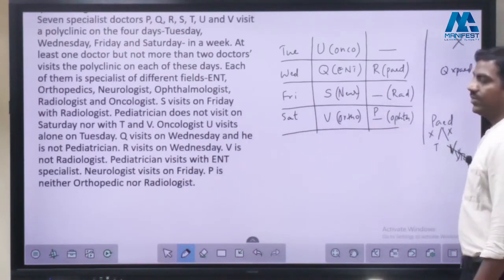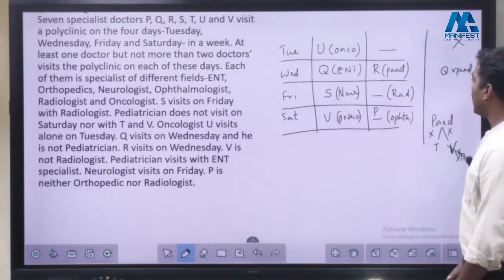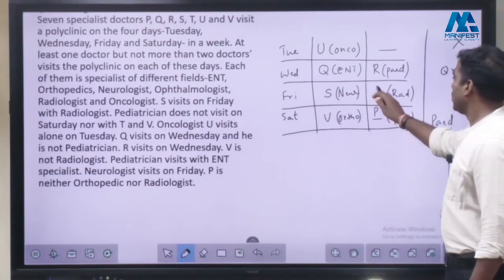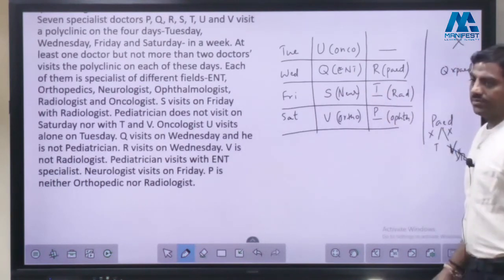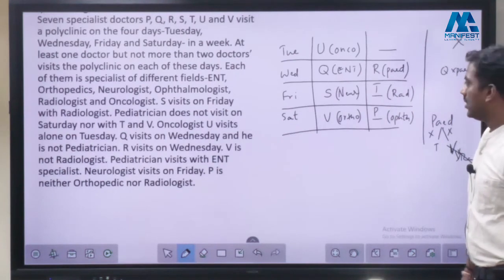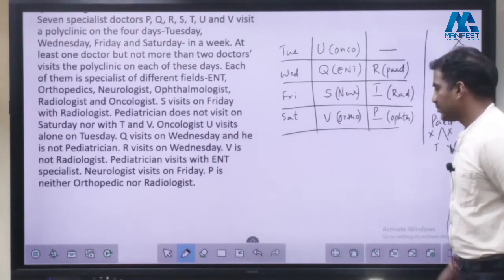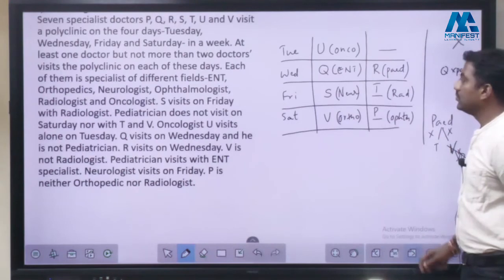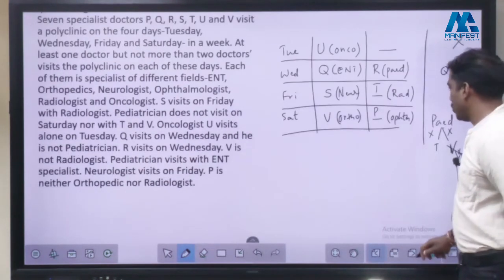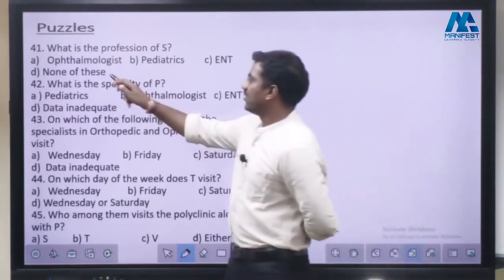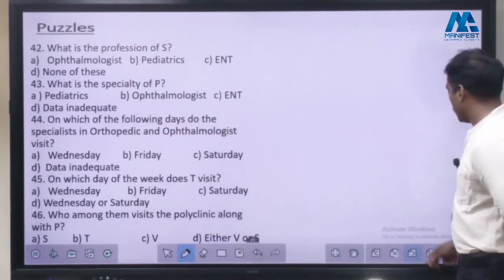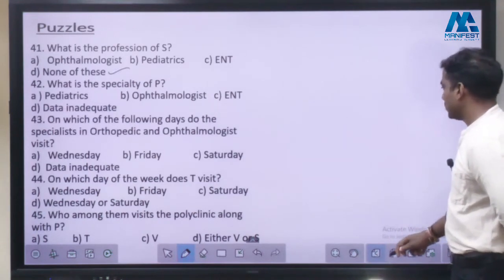Then who is left? Among P, Q, R, S, T, U, V, who is left? T is a radiologist. Yes, done. Now answer the questions. What is the profession of S? Neurologist. None of these. What is the specialty of P? Ophthalmology.